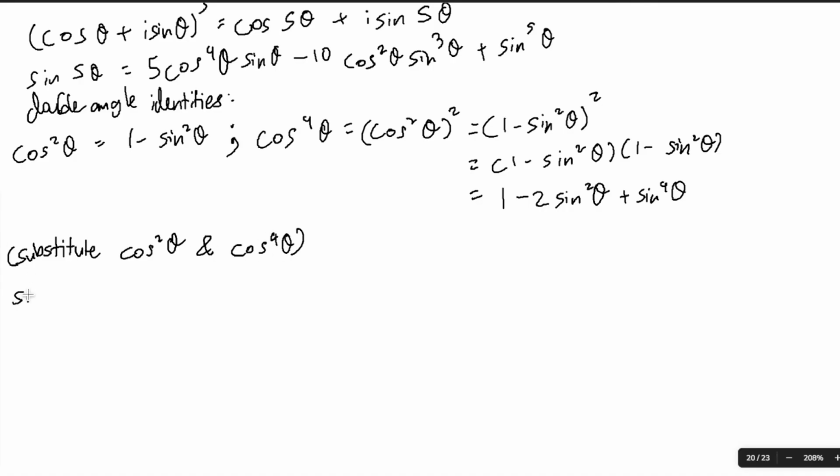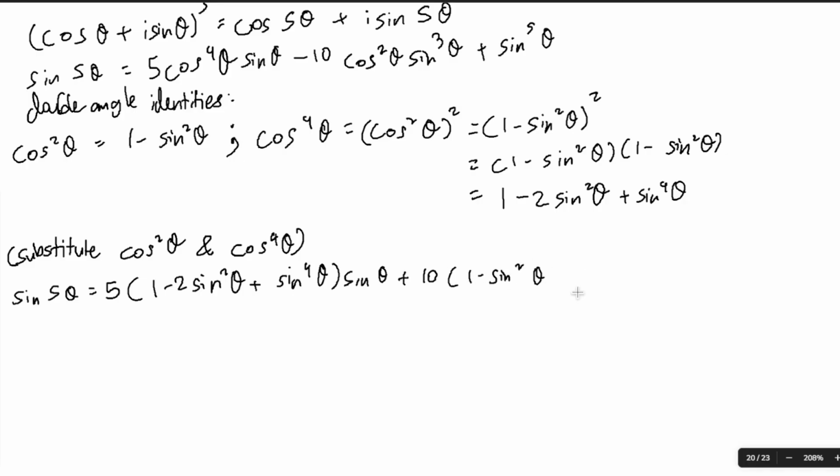All right, so sine 5 theta is equal to 5(1 minus 2 sine squared theta plus sine power 4 theta) sine theta plus 10(1 minus sine squared theta) sine cube theta plus sine power 5 theta. And from here we can just start multiplying the brackets.